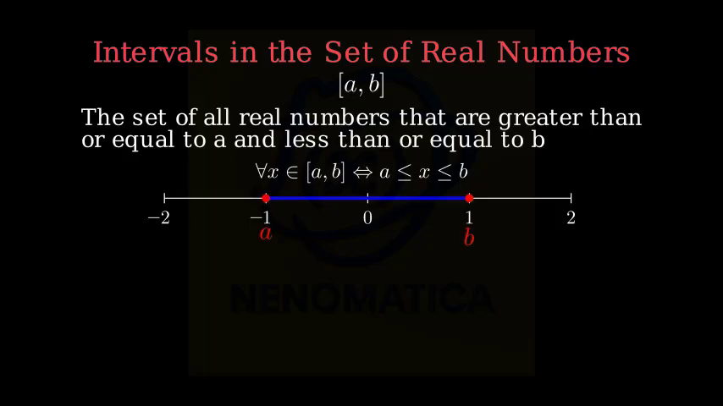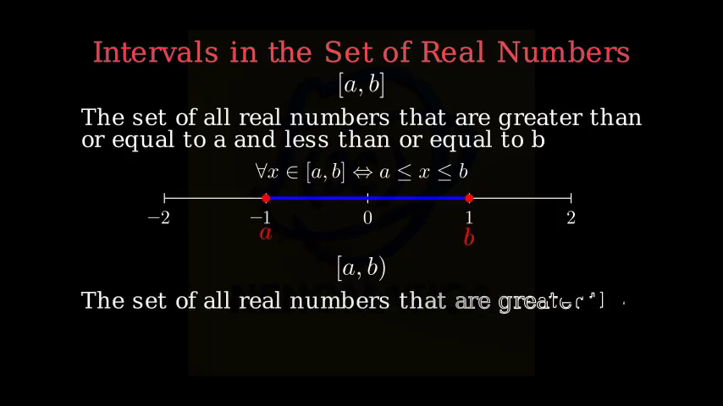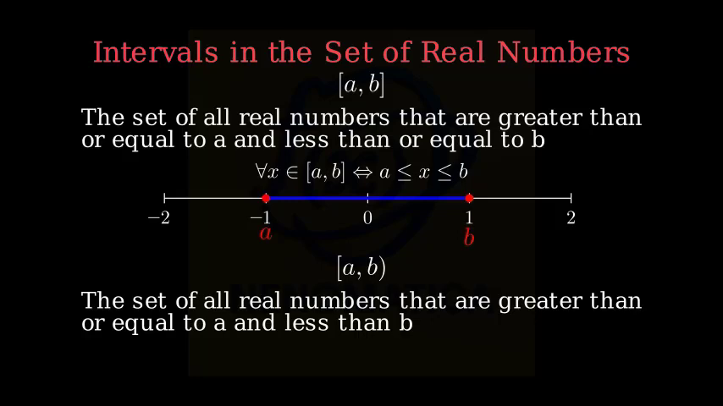Next, let's look at what we call a half-open interval from a to b. We denote this with the notation [a, b), where the square bracket at a indicates that it is included in the interval and the round parenthesis at b indicates that b is not included. This represents the set of all real numbers that are greater than or equal to a and less than b.